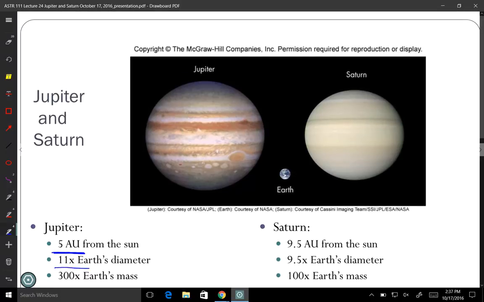Notice the sizes of the two are not that different from each other. 9.5 times the Earth's diameter, 11 times the Earth's diameter is not that big a difference. But the masses are very different. So if you just look at those numbers, we can talk about the densities. Which one is going to be more dense? If they're roughly the same diameter, but one is 3 times the mass of the other, which one's more dense? Jupiter. Jupiter's more dense because it has much more mass for just a little bit bigger volume.